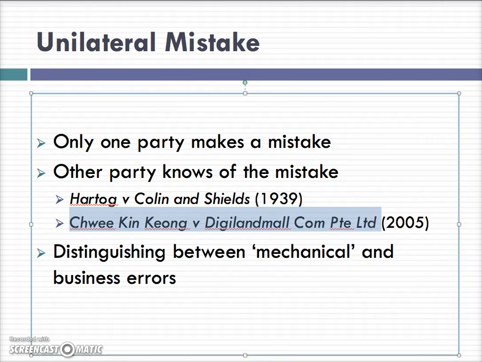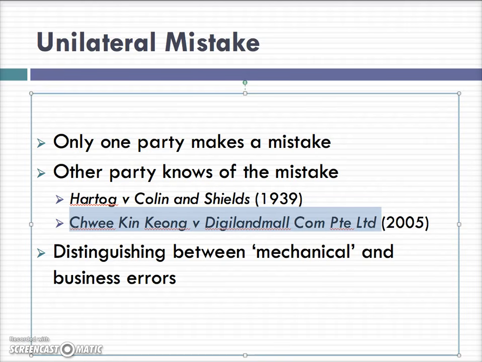The next morning, Digiland Mall discovered the mistake and altered the price on their website and sought to cancel the contract with Mr. Chu. Chu insisted on getting the printers he had ordered at the price of $66. The court held that there had been a mechanical mistake on the part of Digiland Mall.